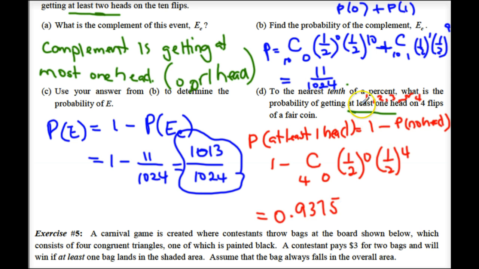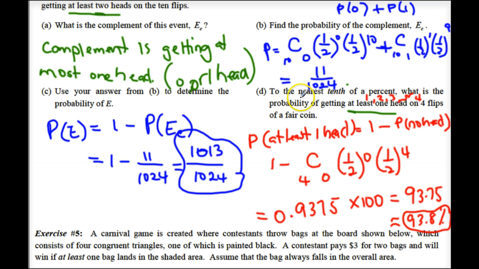0.9375, and because it's asking for the nearest tenth of a percent, I times this by 100, which will give me 93.75, which is approximately 93.8%.